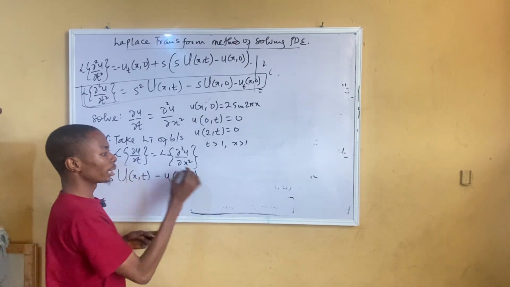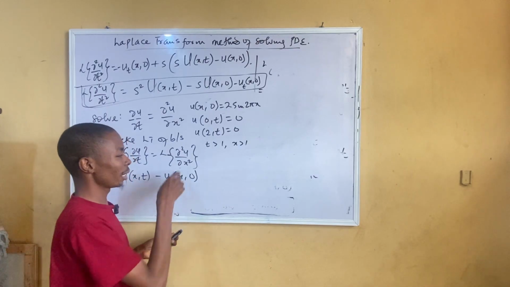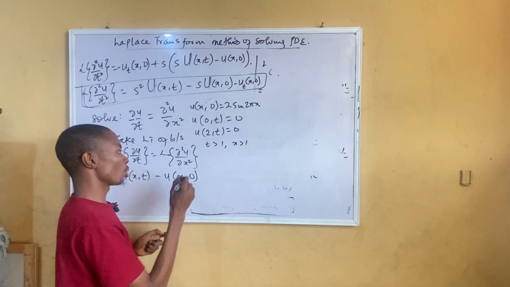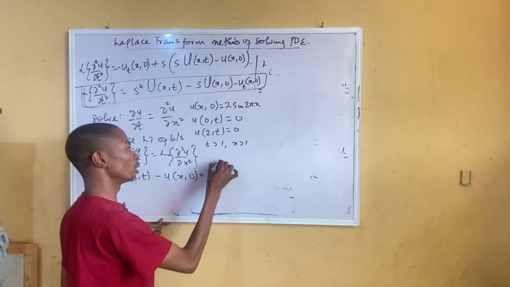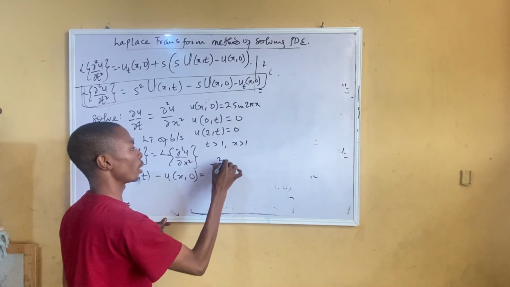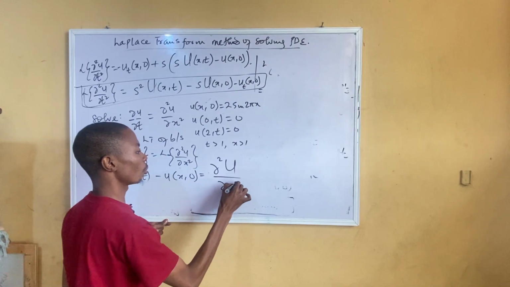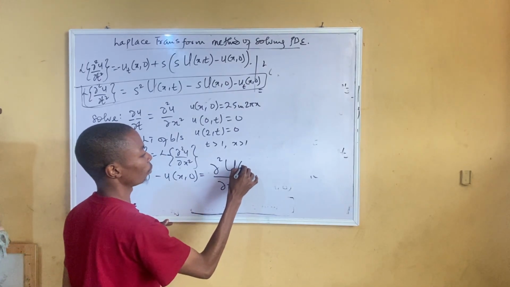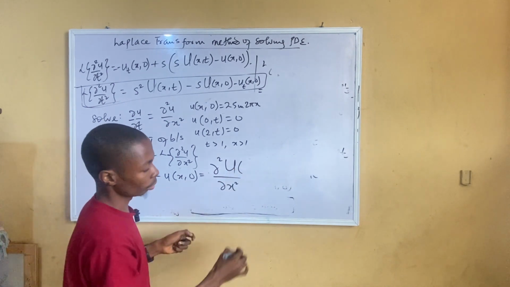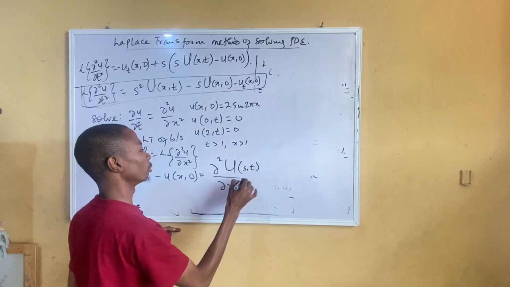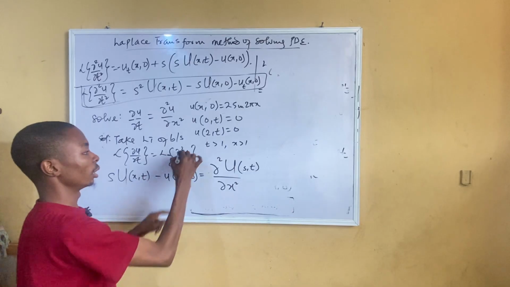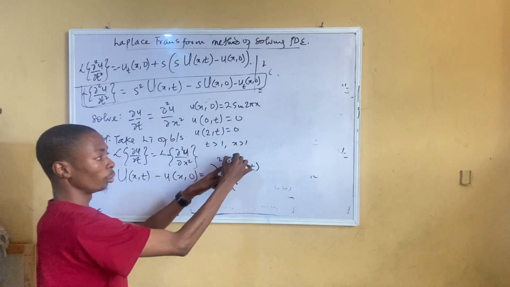Now, how do I take the Laplace of d²u/dx²? x is space. The space is not changing. It's time that is changing. So we are just going to say this is d²U(x,t)/dx², which represents the Laplace transform of d²u/dx². All right, so this is an unknown.